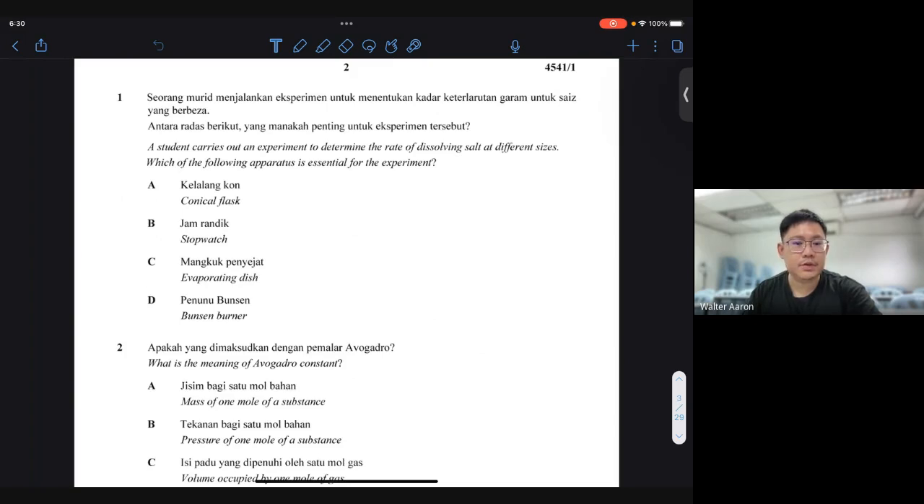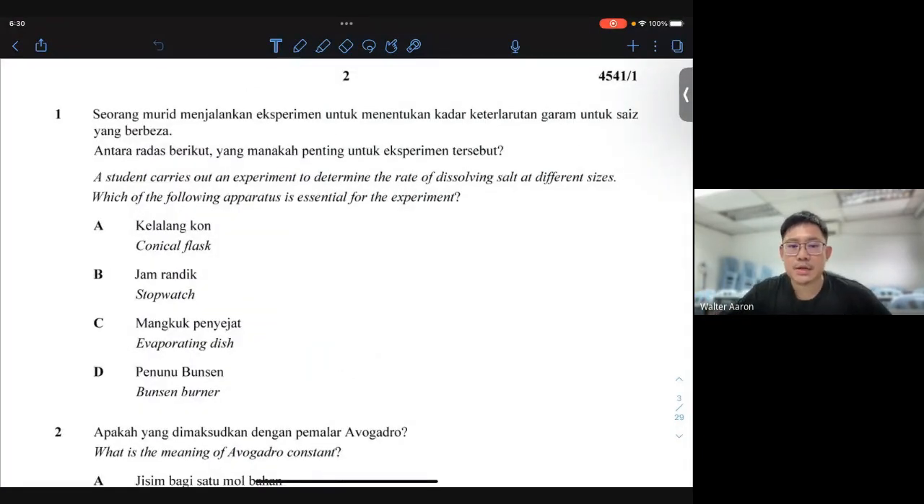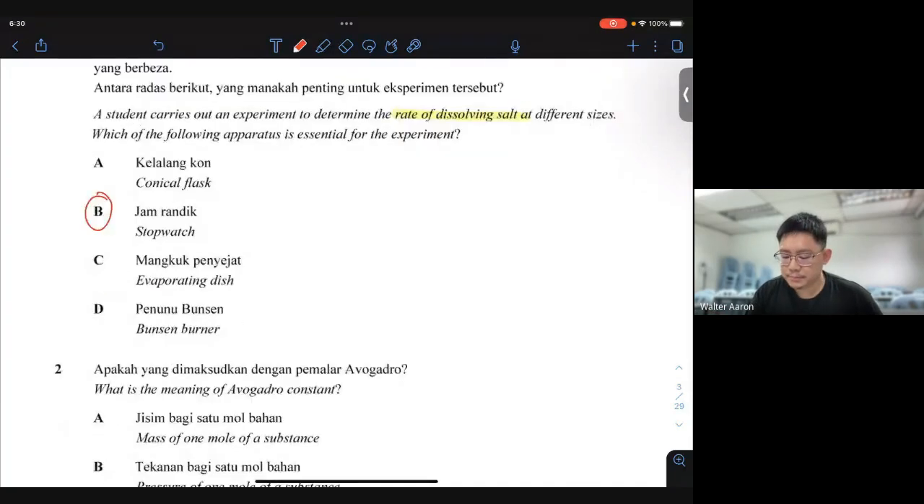This is the first question. A student carries out an experiment to determine the rate of dissolving salt at different sizes. Which of the following apparatus is essential for the experiment? The main apparatus that we actually need to calculate this rate of dissolving. Technically, rate of dissolving means how fast a salt can dissolve inside the water. So if you want to know how fast a salt can dissolve in water, we'll definitely need a stopwatch, because a stopwatch allows us to calculate the time taken for the salt to dissolve. Other than that, the rest of it is not really relevant.